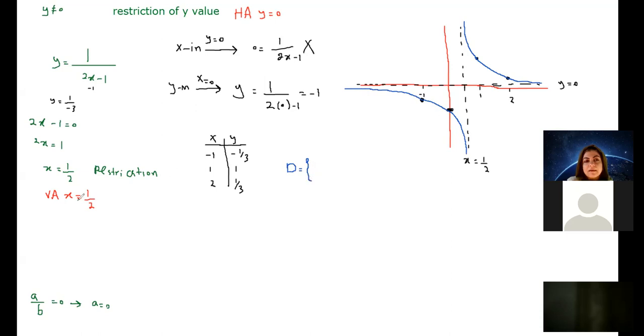For the domain: domain is the restriction for X, right? X belongs to all real numbers. X cannot be what? 1/2. So that is the restriction of the X. For the range, it is the restriction for Y. Y belongs to all real numbers. Y cannot be what? Can anyone tell me? Ryan? Can anyone tell me what number Y cannot be? What was the restriction for Y? Here. 0, right? Y cannot be 0.